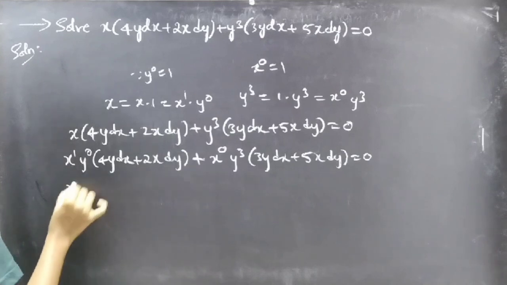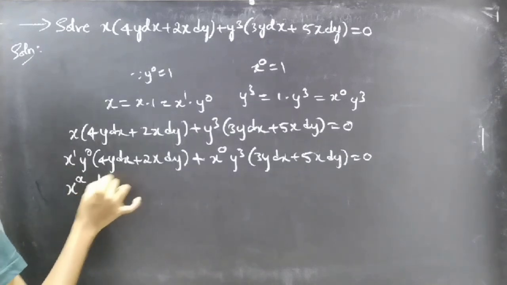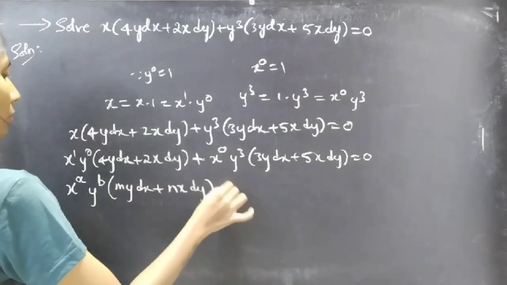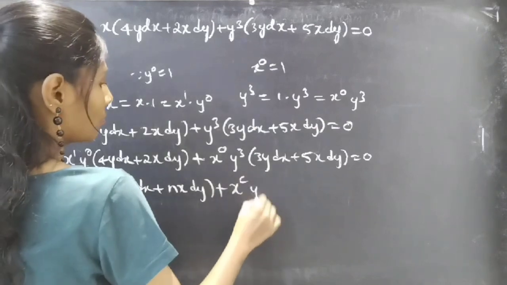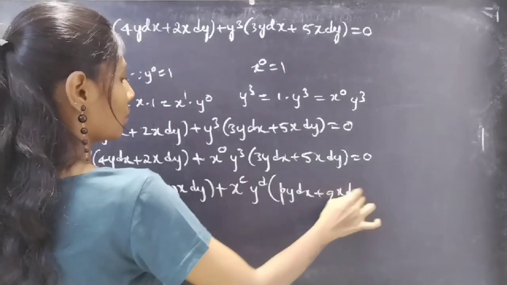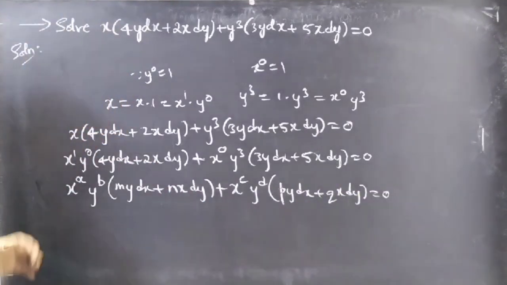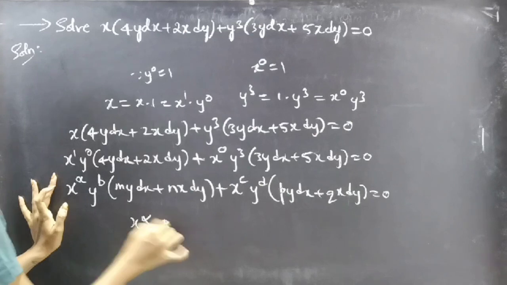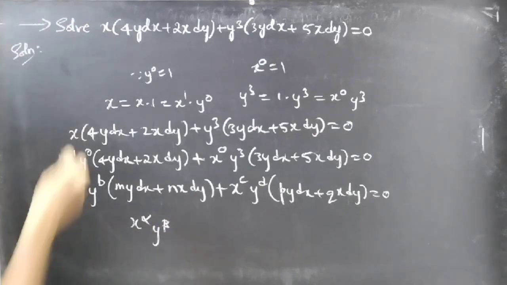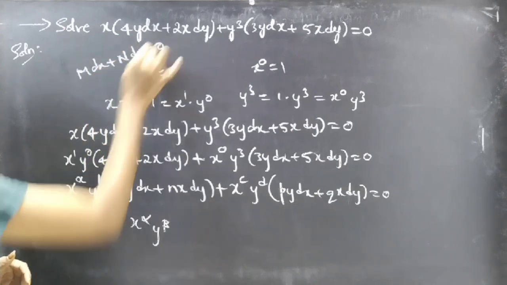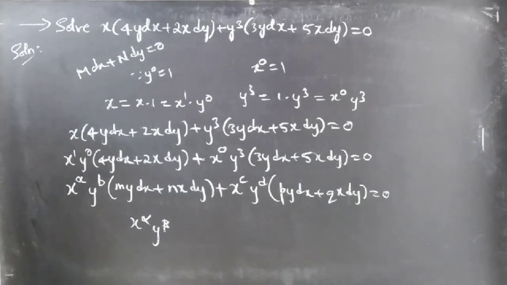So this equation is of the form x power a y power b into (m y dx plus n x dy) plus x power c y power d into (p y dx plus q x dy) equal to 0. Since the given differential equation can be written in this form, so here x power alpha and y power beta will be our integrating factor. Also, we can write the given differential equation in M dx plus N dy equal to 0 form, and here we are going to get non-exact. Okay, now coming to the problem.